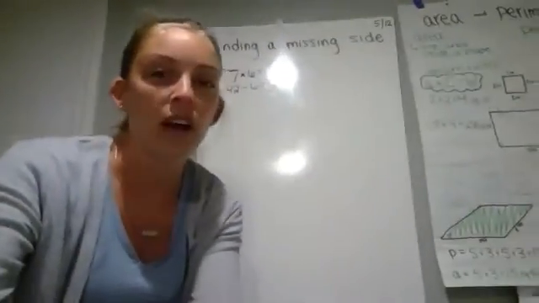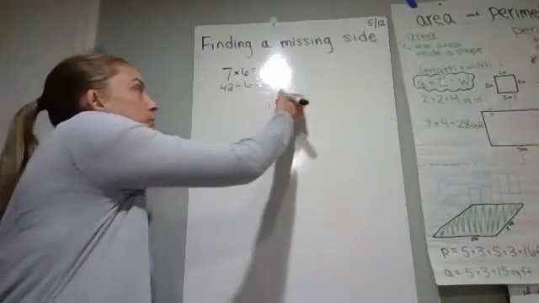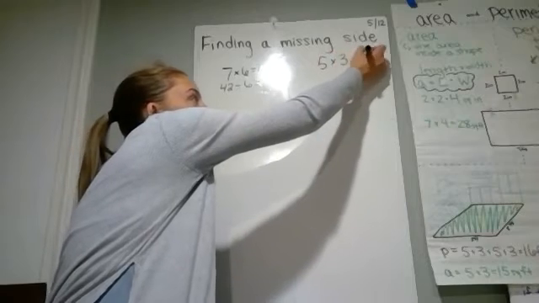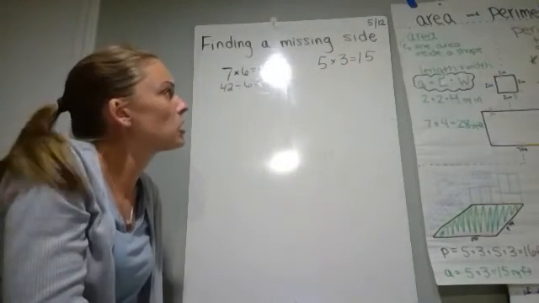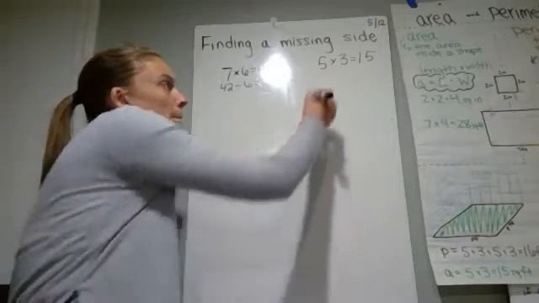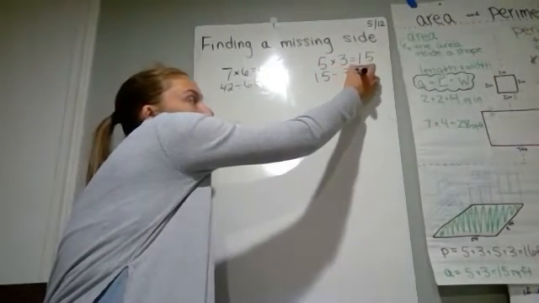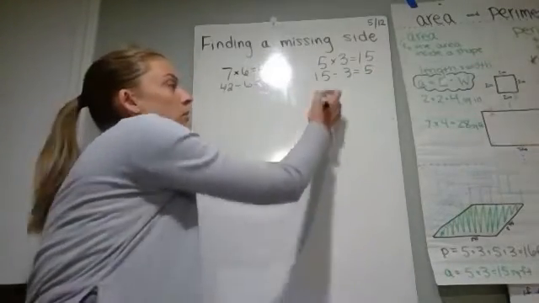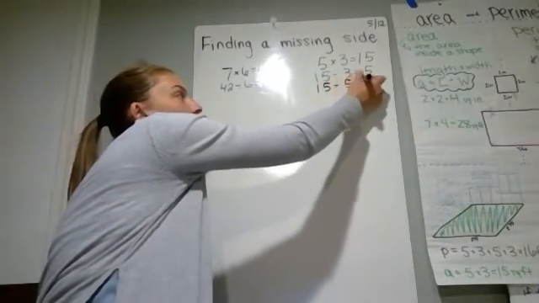I would like you to try that now with the math fact 5 times 3, which equals 15. What division equation could you write with that? I could write 15 divided by 3 equals 5. And you might have been able to come up with another one, which is 15 divided by 5 equals 3.